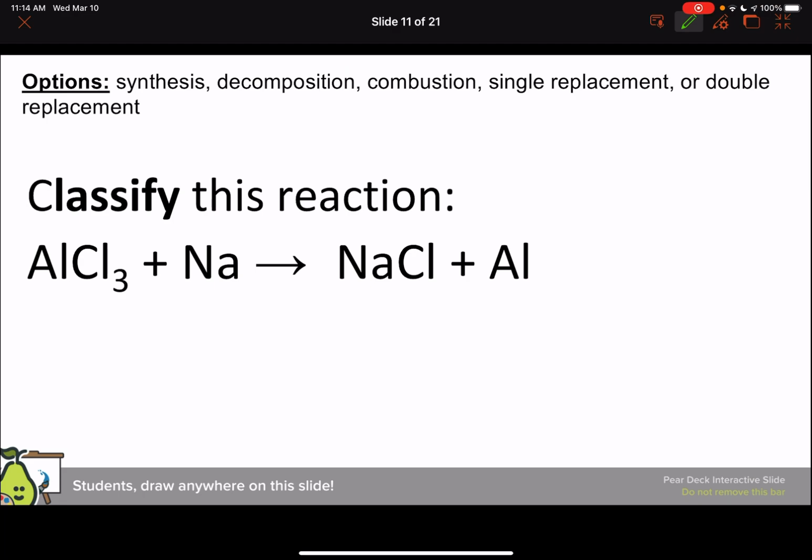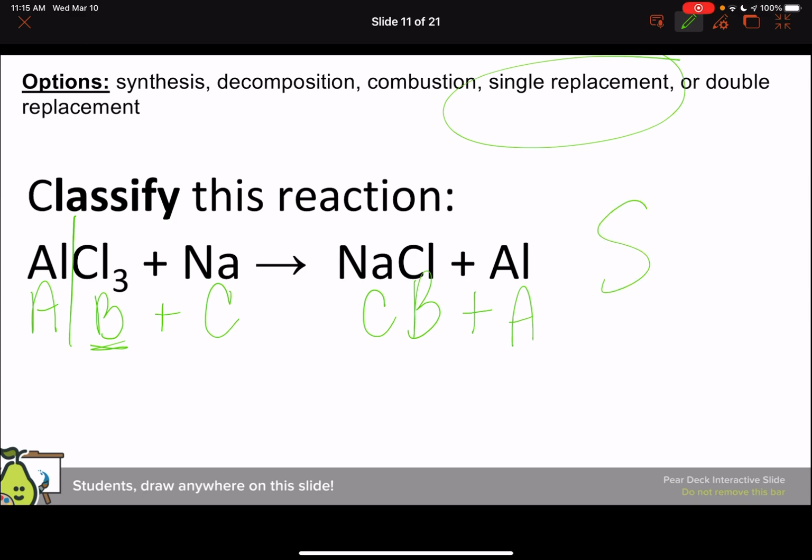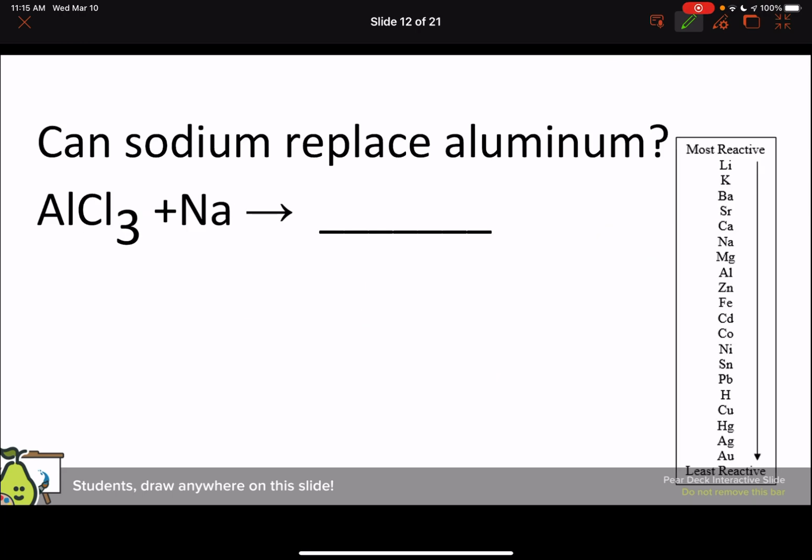Now classify this reaction. So what we're going to see is that Al represents our A, Cl is my B, plus my C. So now C is with B, plus A is by itself. So you would see that this is a single replacement because it's just 1 switch, and we have a single element on both sides. So with this single replacement, can sodium replace aluminum? If we take a look here, we want to put sodium, and can it go down and replace aluminum?